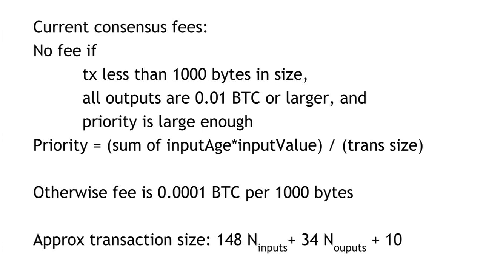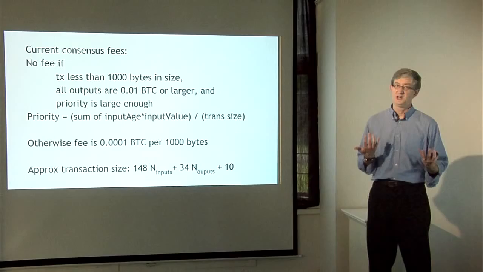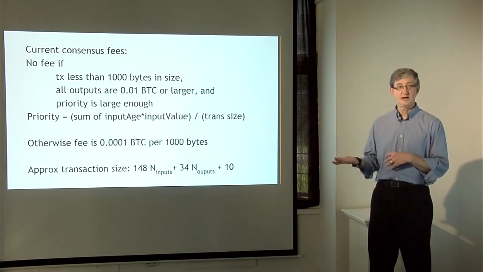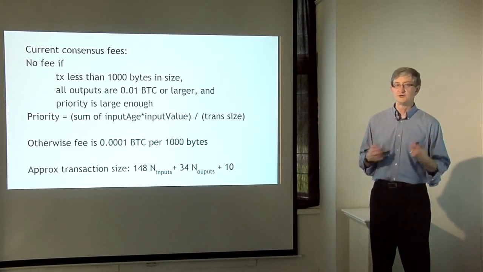Otherwise, a fee is charged, and that fee is about 0.0001 Bitcoins per 1,000 bytes. And that's a fraction of a US penny per 1,000 bytes. Now, just as an aside, the approximate size of a transaction based on the number of inputs and the number of outputs is about 148 bytes per each input, plus about 34 bytes for each output, plus about 10 bytes for other information. And so a transaction that's of small size has maybe 2 inputs and 2 outputs. Its size would be 400 to 500 bytes.